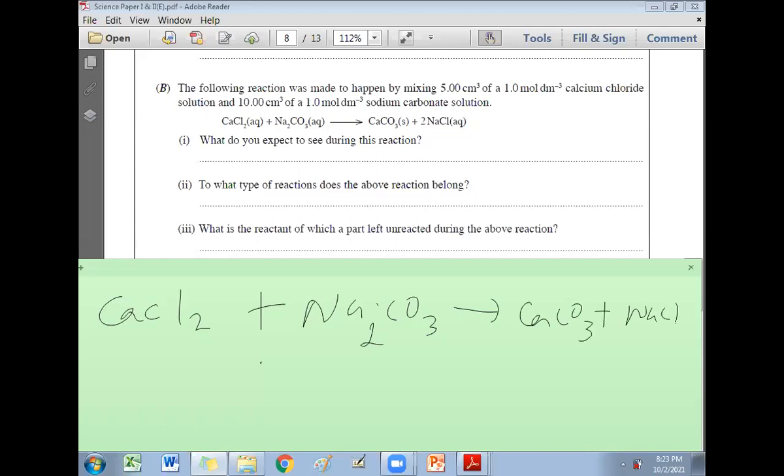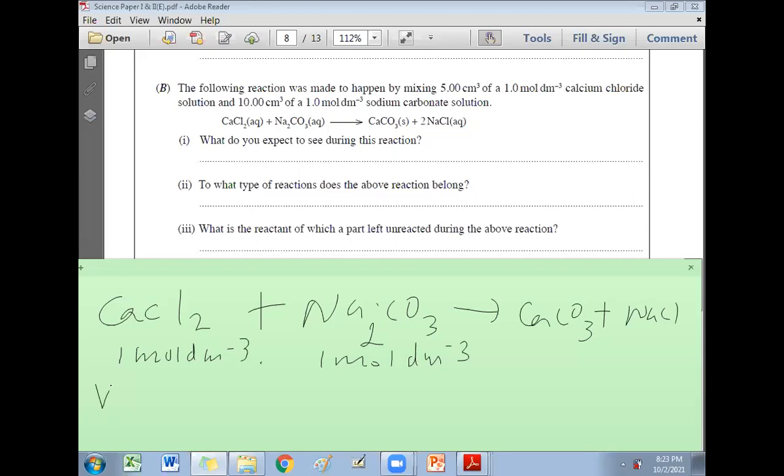Now what happened? You mix the same concentration, 1 mole per cubic decimeter. That is not a problem. If the concentration is the same, the volume should also be the same. Otherwise they will not react in the correct ratio, because the stoichiometry is 1:1. In front of calcium chloride and sodium carbonate there is no number, so 1 mole of calcium chloride reacts with 1 mole of sodium carbonate.